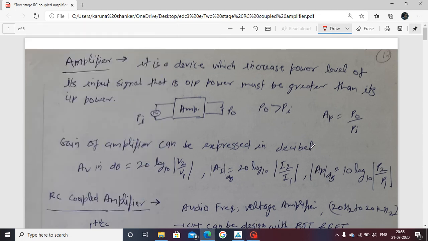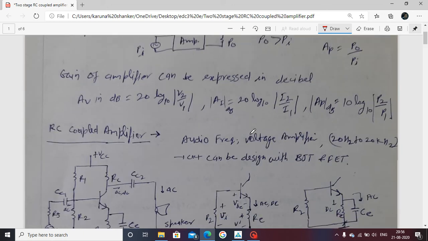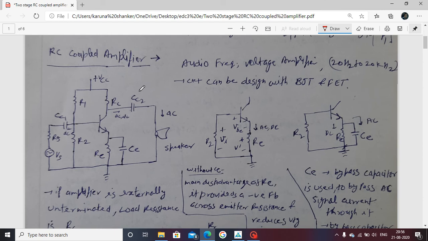Today, our objective is to study the two-stage RC coupled amplifier, its application, its working, and its circuit diagram. First, an introduction to the single-stage RC coupled amplifier. The single-stage RC coupled amplifier is this one.